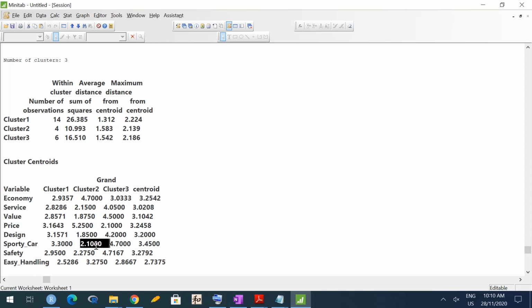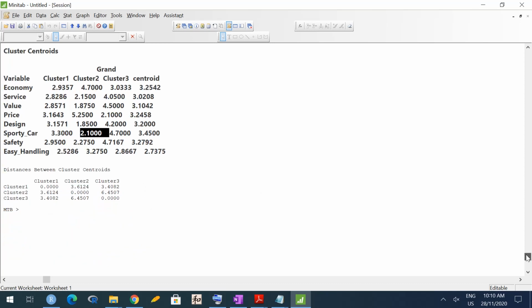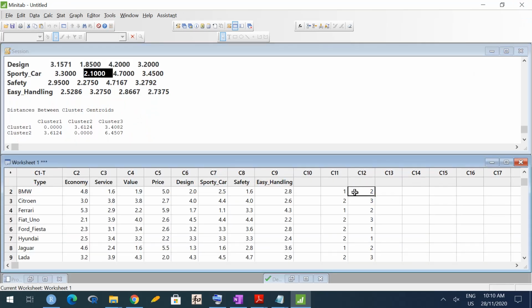Cluster 3 is doing much worse. And similarly sportiness. So now cluster 2 probably consists of very high-end cars, and cluster 1 consists of kind of medium. Some of the cars from the earlier cluster 1 must have shifted here, and cluster 3 consists of low-end cars. Okay, we can probably see that in the session window. So cluster 2 we said high-end cars, see BMW, Ferrari and Jaguar. So yes, these are all high-end cars, so they are in cluster 2.